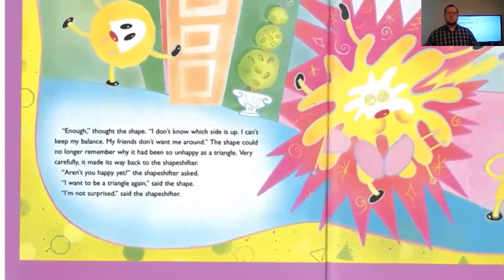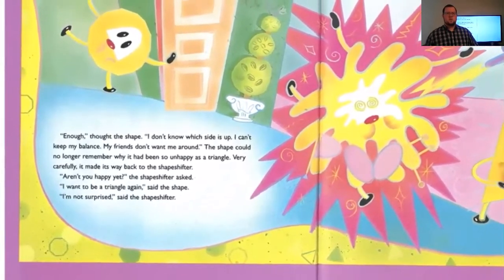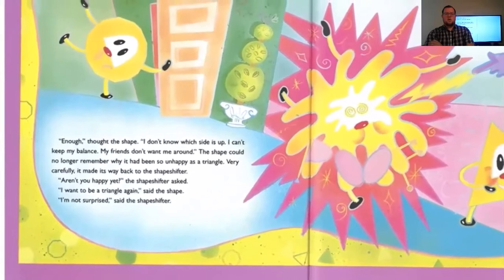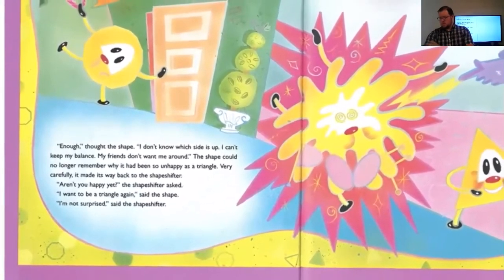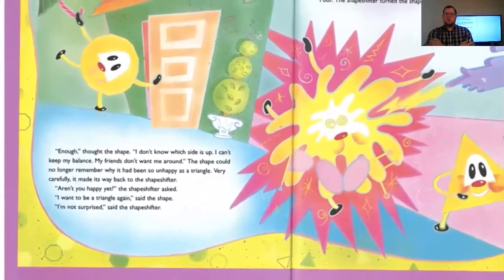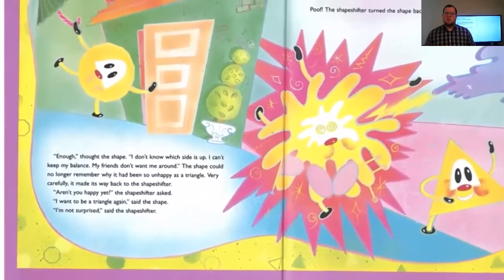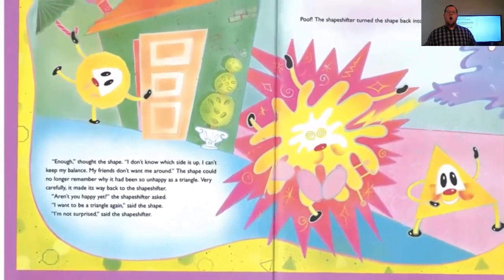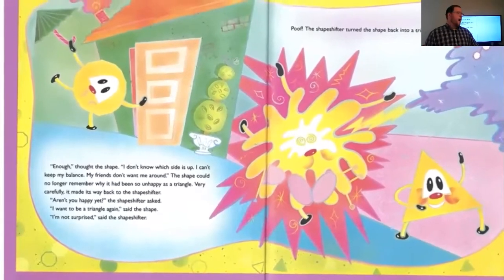Aren't you happy yet? The shapeshifter asked. I want to be a triangle again, said the shape. I'm not surprised, said the shapeshifter. Poof! The shapeshifter turned the shape back into a triangle.